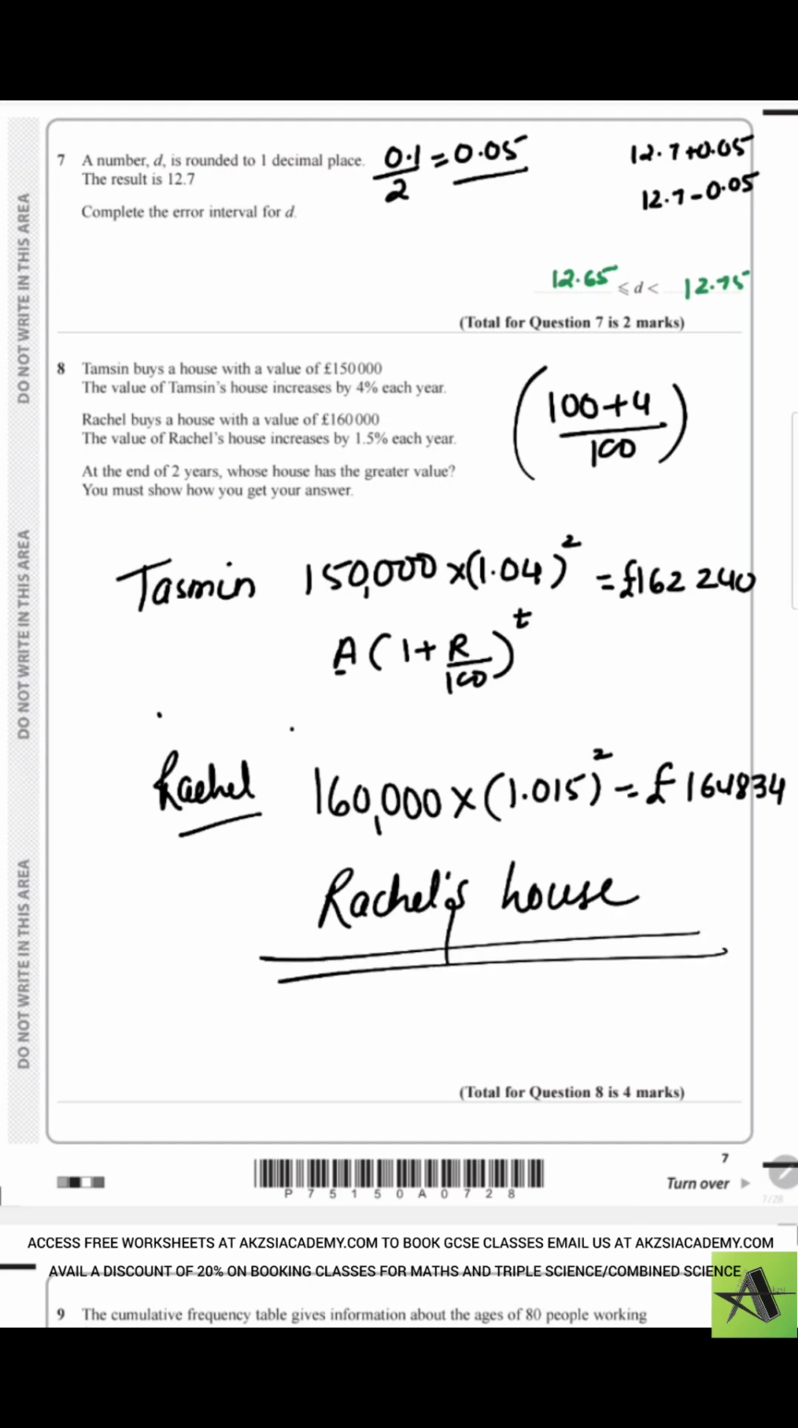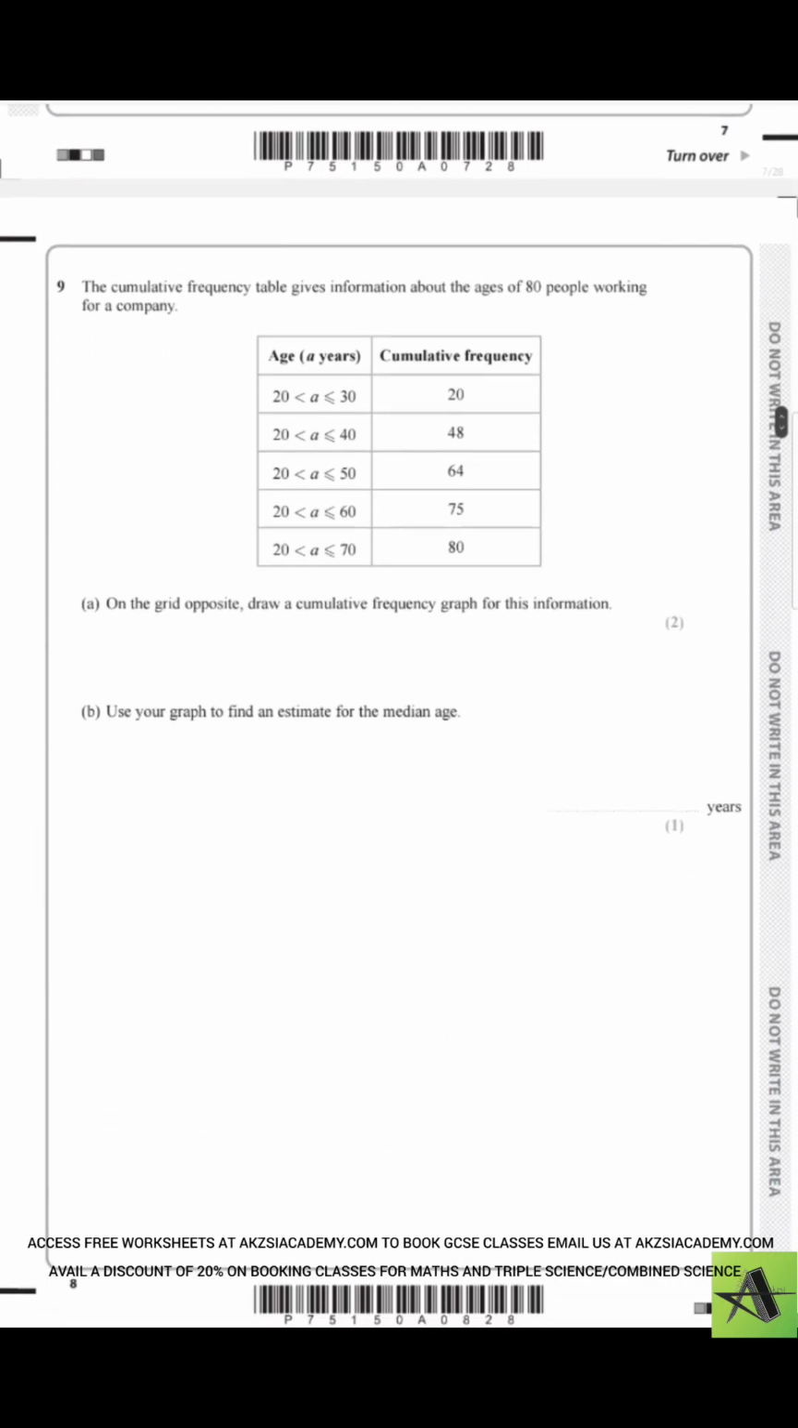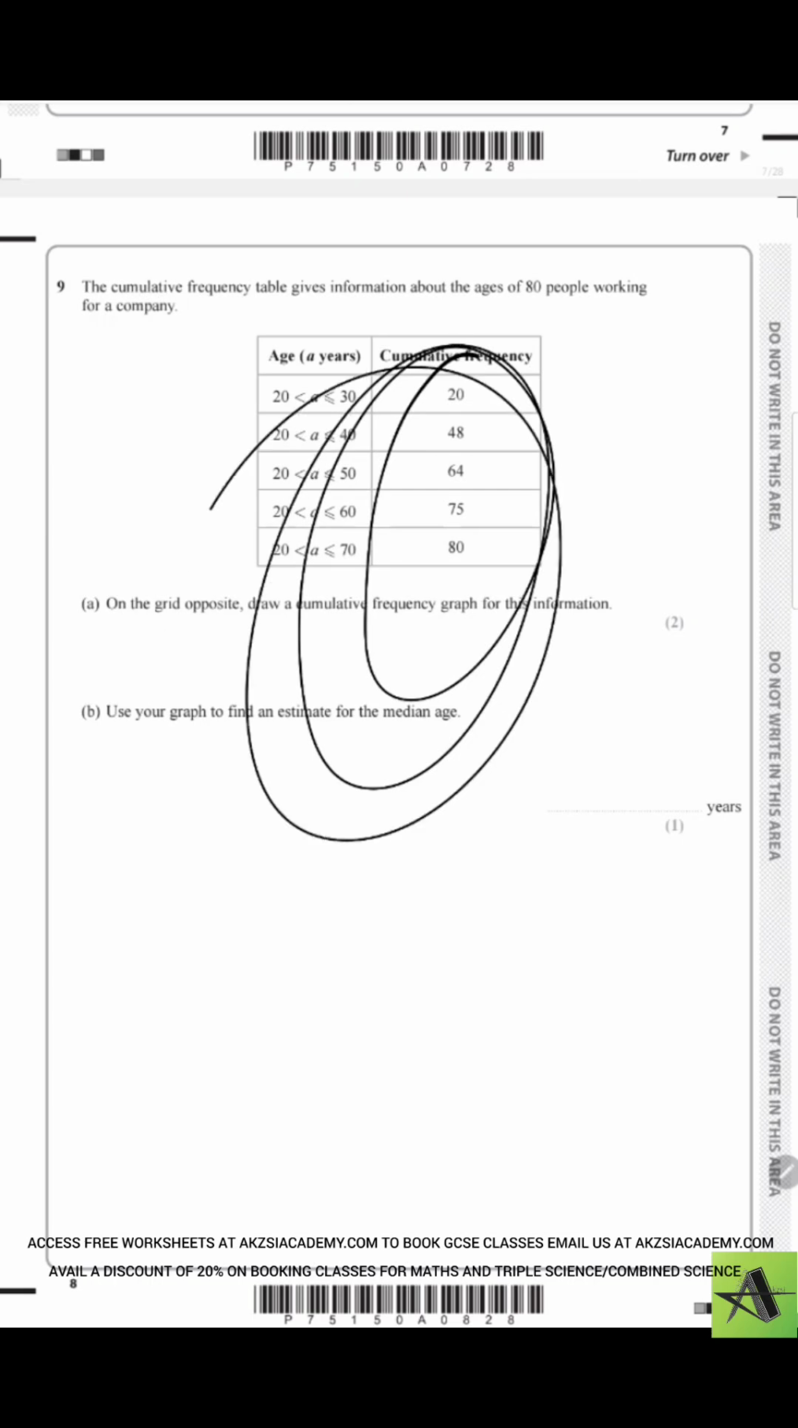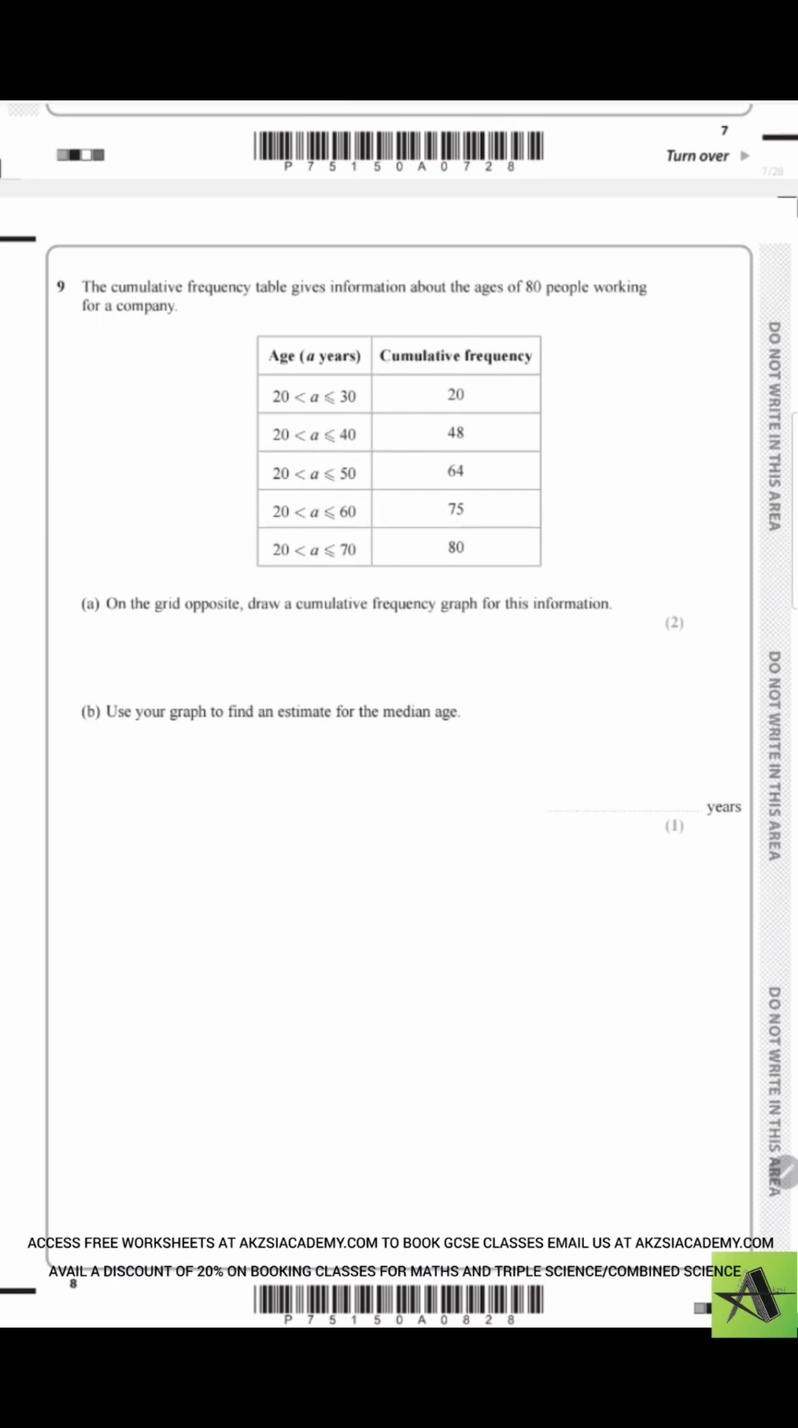Now moving on to the next question. Question 9 says, the cumulative frequency table gives information about the ages of 80 people working for a company. This is the table given with the cumulative frequency. Do remember, it's not the frequency table, it's a cumulative frequency table. On the grid opposite, draw a cumulative frequency graph for this information.